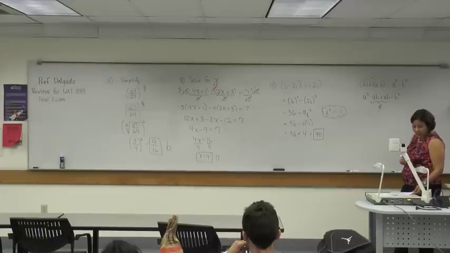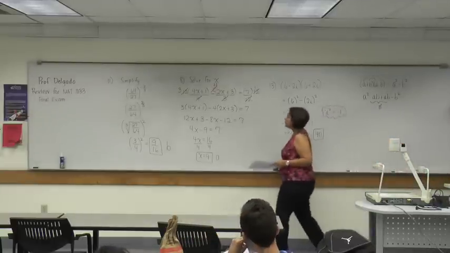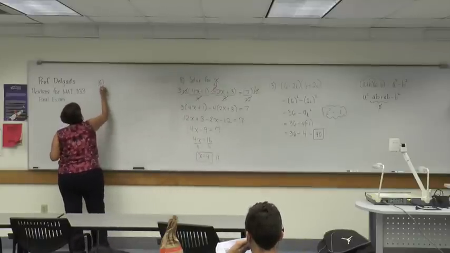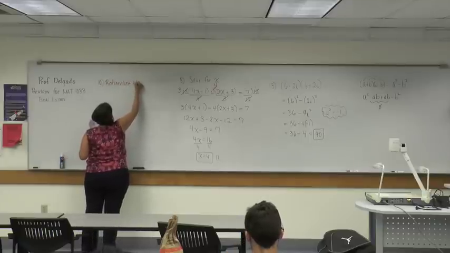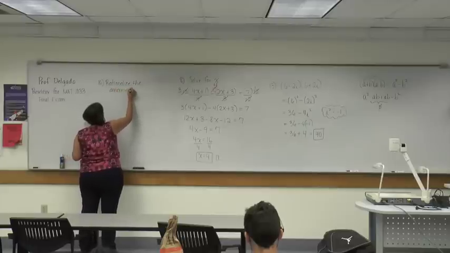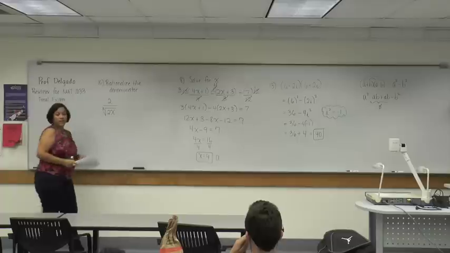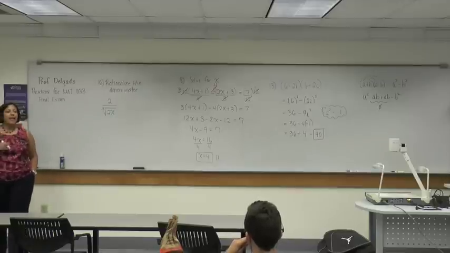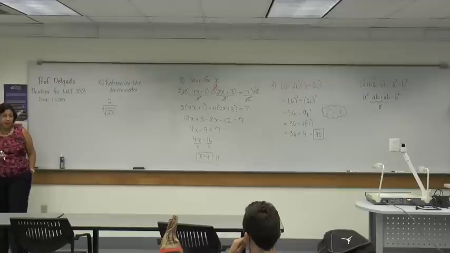Page 3, starting with number 14 up through number 18. A fraction that contains a radical in the denominator is not in simplified form. One of the criteria for being completely simplified is that you can't have a radical in a denominator. So we have to do what's called rationalizing the denominator.